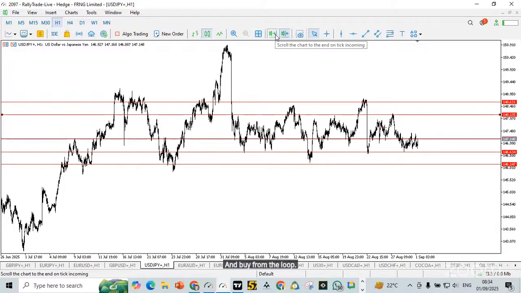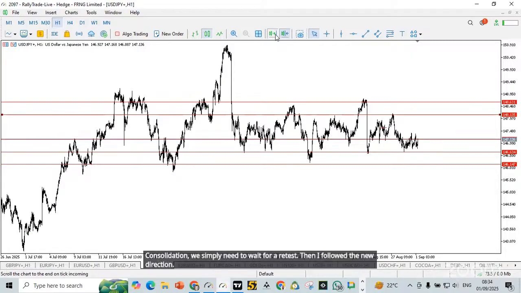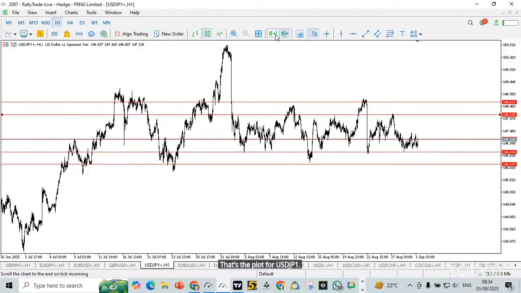Then when there is a breakout from the consolidation, I simply need to wait for a retest. Then I follow the new direction. That's the plan for USD JPY. All right, so let's move on.